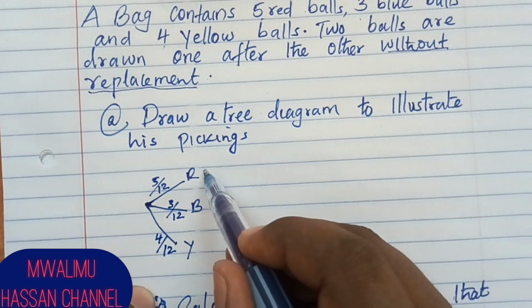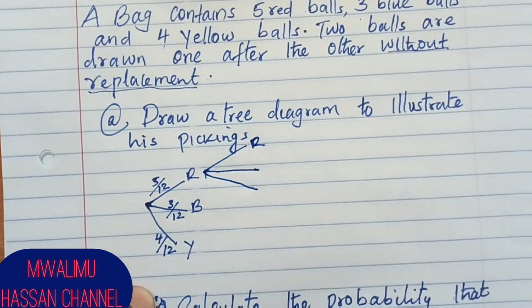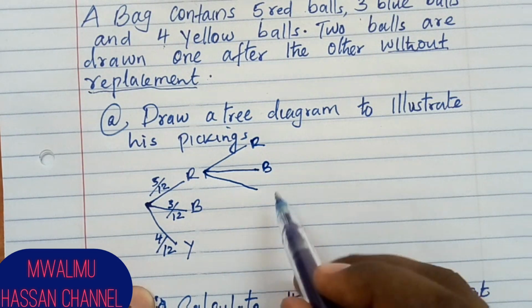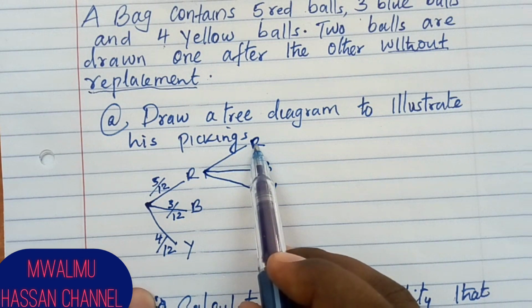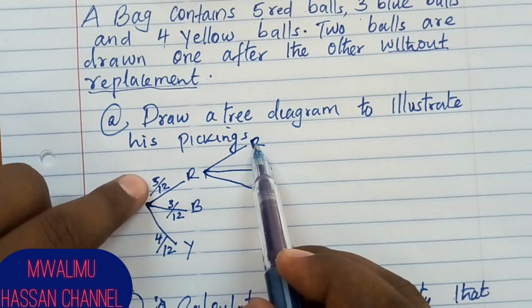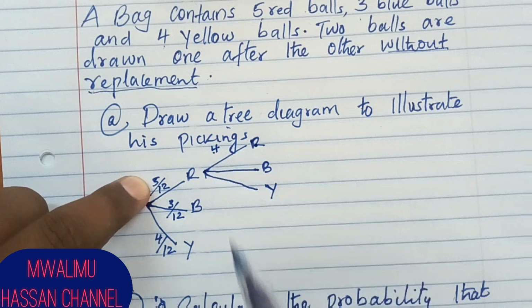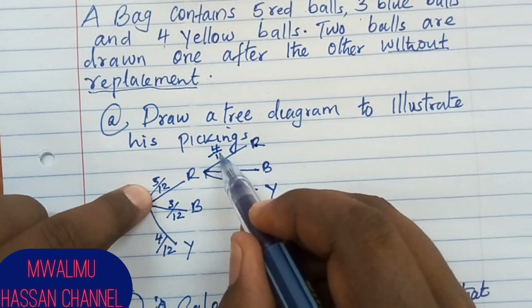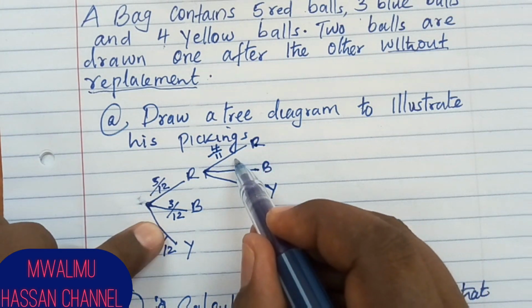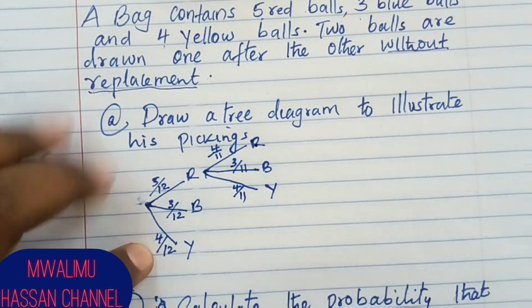Now in our second pickings, you can either pick red as the second ball, or blue as the second ball, or yellow. If you pick red as the second ball, then the number of red balls remaining in the bag will be 4. Remember, initially there were 5. And the total number now reduces by 1 because the ball will not be replaced. So we are going to have out of 11. The number of blue balls will be 3 out of 11. For yellow, we are going to have 4 out of 11.